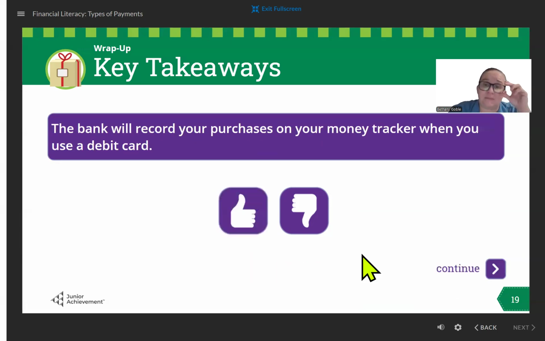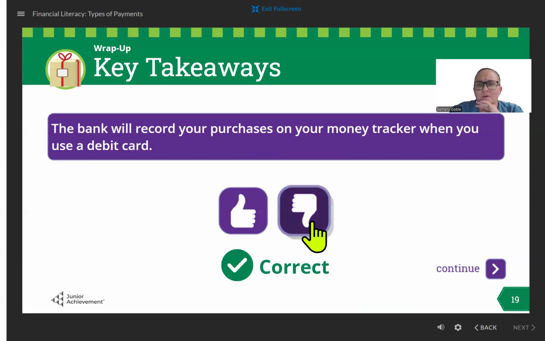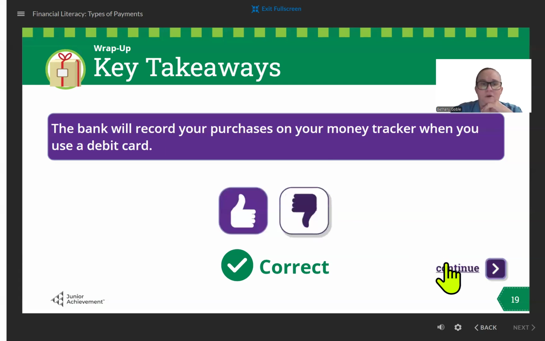The bank is going to keep track of all your purchases for you when you use a debit card. No, they don't. That's why a lot of times people use their debit card and forget what they've used it for. Then they use it again and they're declined. Because you used it here, here, here. You didn't keep track of it. So always know what goes in and what comes out of your accounts.